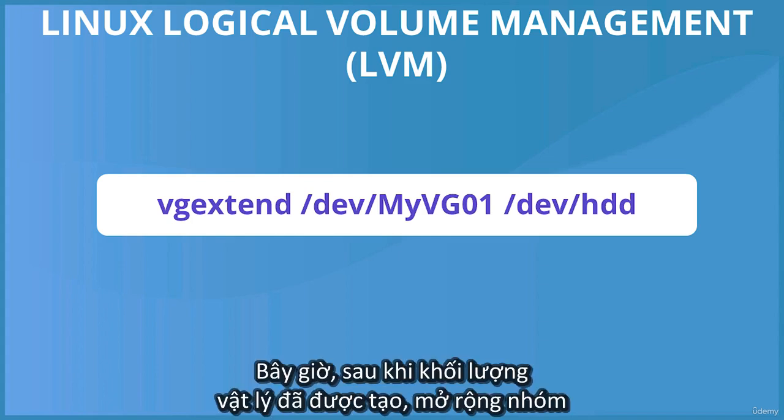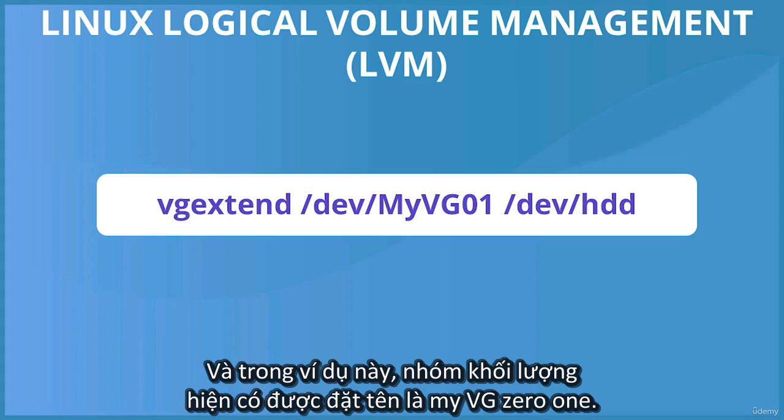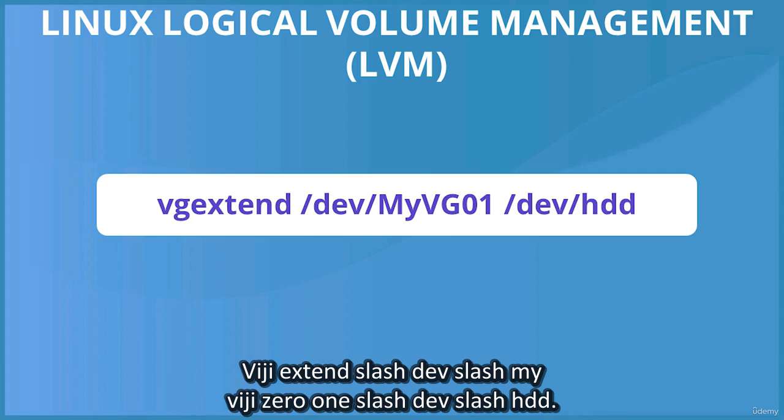Now, after the physical volume has been created, extend the existing volume group, the VG, to include the space on the new PV. And in this example, the existing volume group is named myVG01. vgextend myVG01 /dev/hdd.